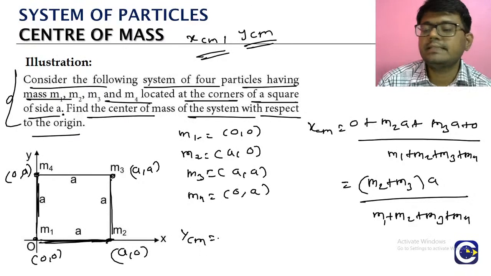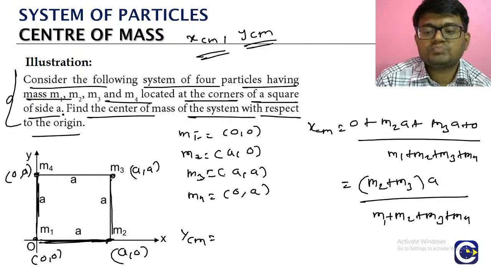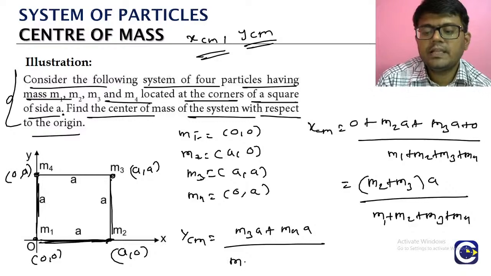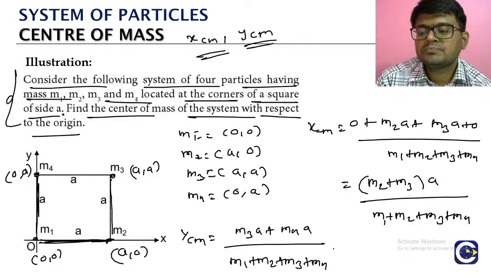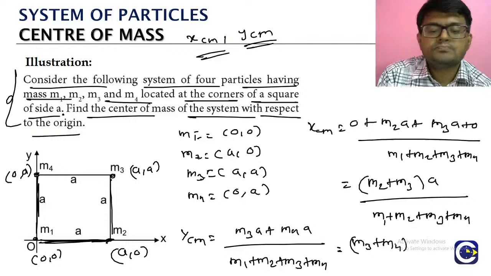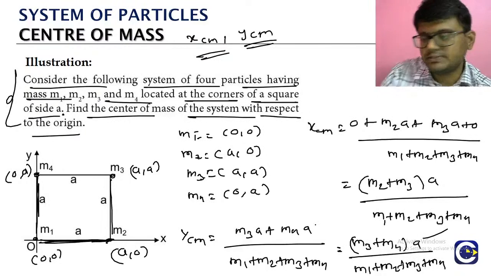Similarly, we can write the y center of mass also. What is it? m1 y1, that is 0. m2 y2, that is also 0. m3 into a plus m4 into a, divided by m1 plus m2 plus m3 plus m4. Basically it is m3 plus m4 into a, divided by m1 plus m2 plus m3 plus m4. That is the y coordinate of the center of mass.